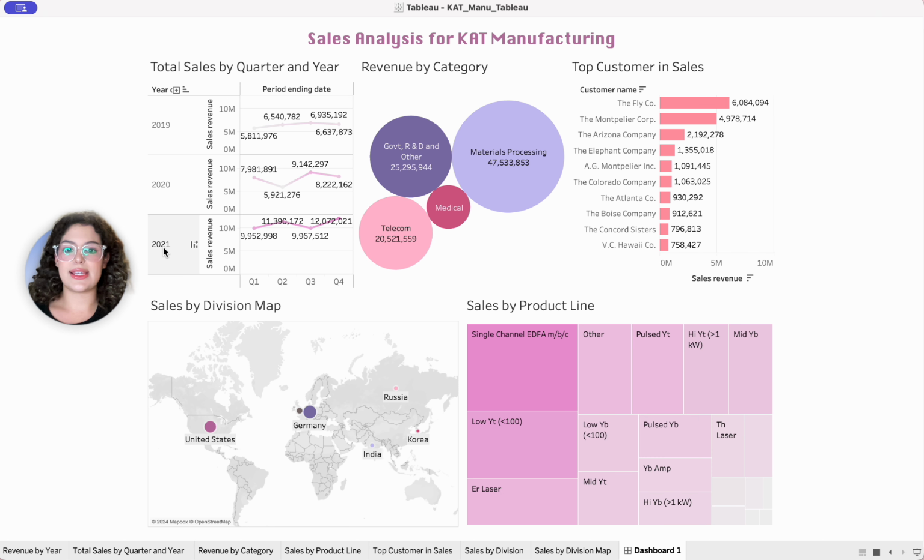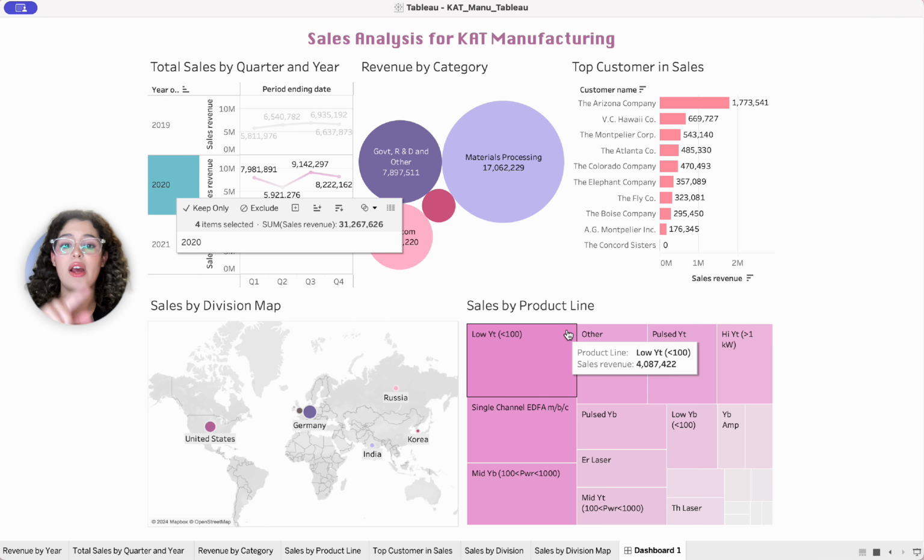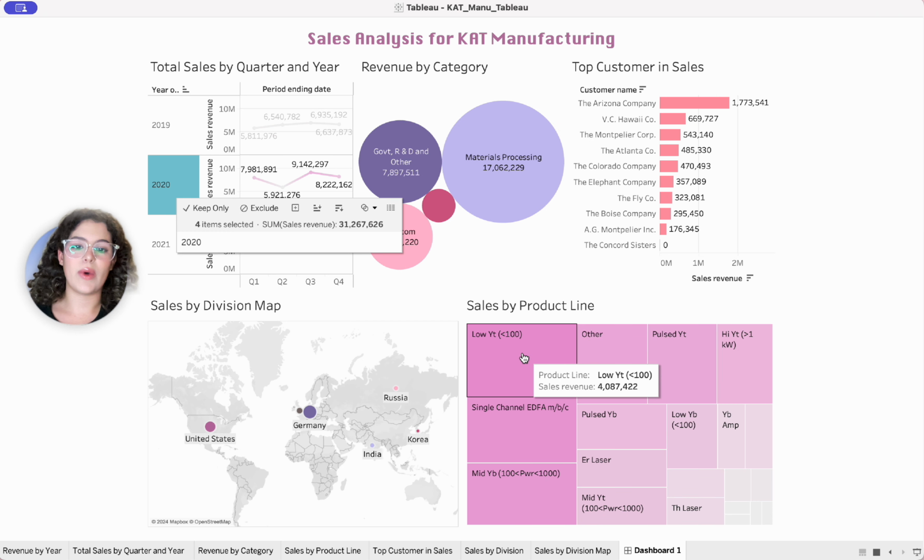Now let's go ahead and see which product line is giving us the most revenue for 2020. So we're going to go ahead and click on 2020. Product line, we see it's low YT less than 100 with $4 million in sales revenue.